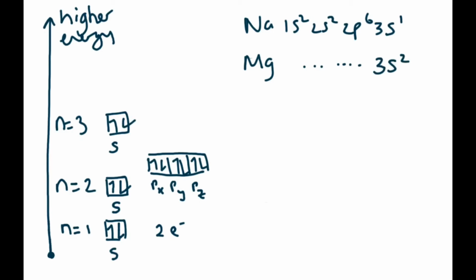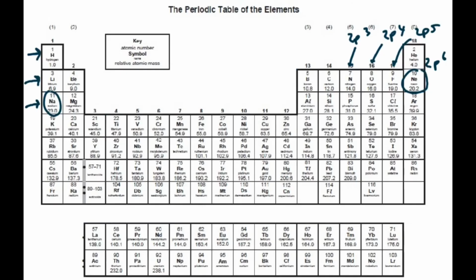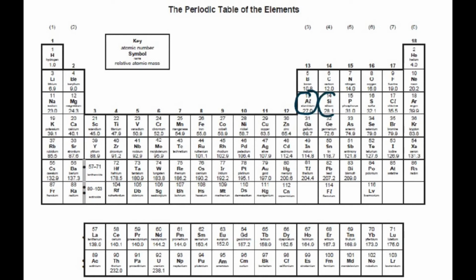And then the s is full because an orbital can only hold 2 electrons. So now we need to go to the 3p. So we go 3p1, 3p2, 3p3, 3p4, 3p5, 3p6. As you're going across the periodic table, we've got 3p1 for aluminium, 3p2 for silicon, 3p3 for phosphorus, 3p4, 3p5, and argon is 3p6.